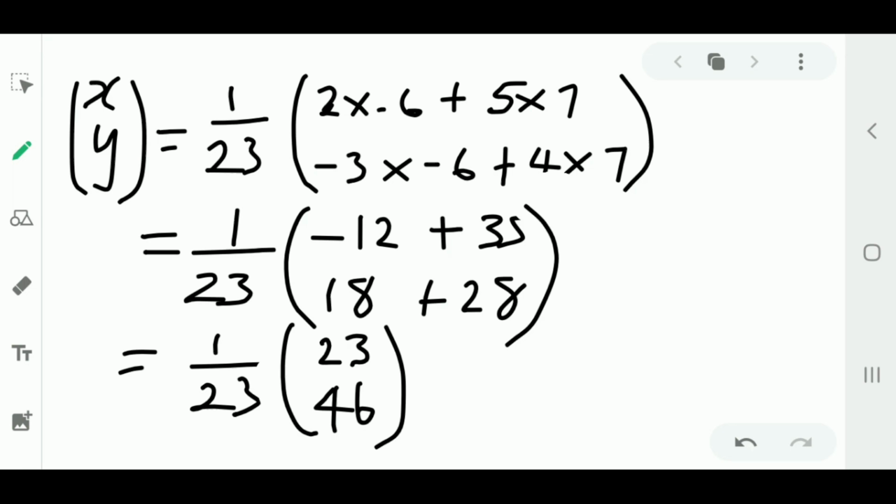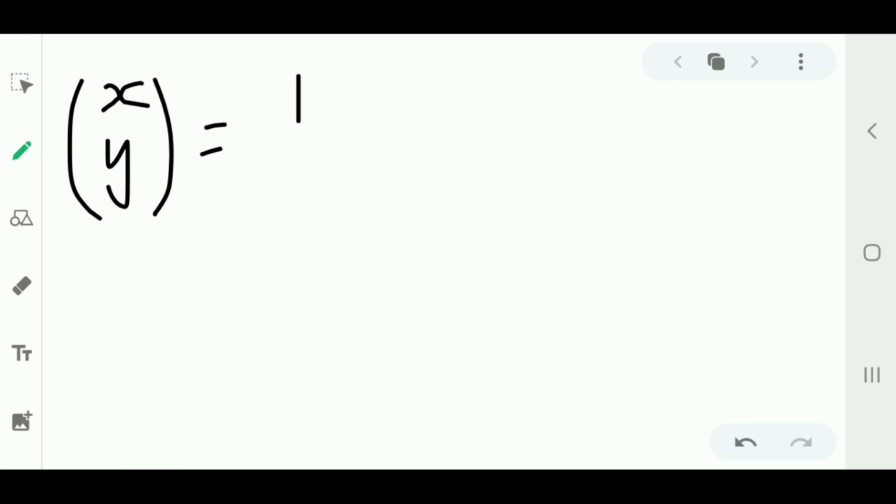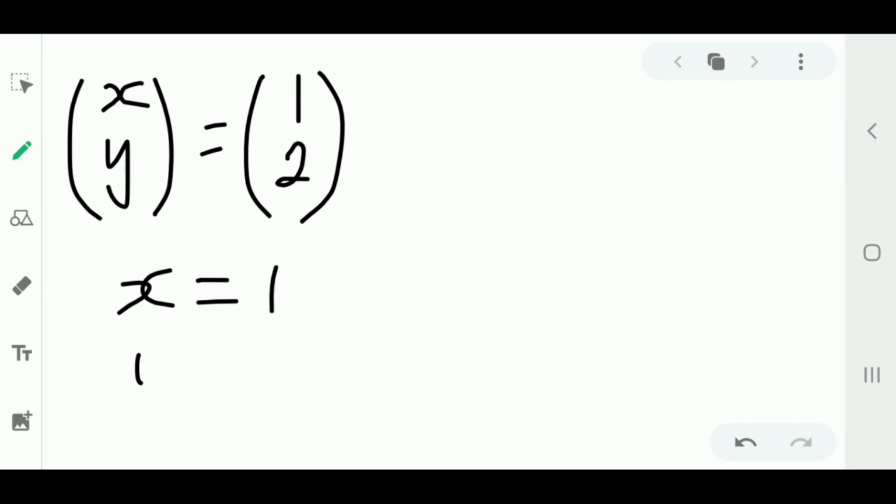Now remember, this is a scalar, so it can be multiplied by each term in the bracket. So 1 over 23 times 23, we have x, y is equal to 1, and 46 times 1 over 23 is 2. That means x is equal to 1 and y is equal to 2.